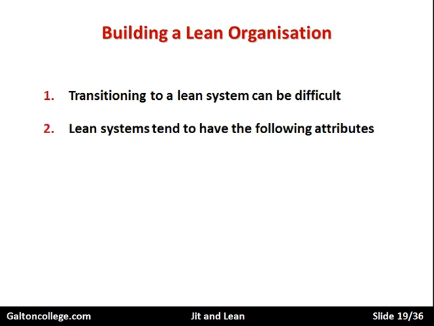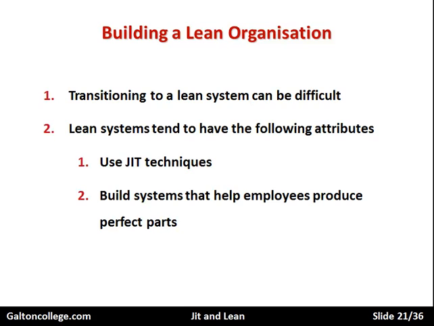Lean systems tend to have the following attributes. They tend to use JIT techniques. So the same efficiency throughout the system as we talked about earlier, except now we have this extra dimension. We're looking now entirely at the customer's requirements and what the customer feels and thinks about the business and their experiences of dealing with the business. So we have JIT plus the customer. It builds systems that help employees produce perfect parts. So it's designed to have very high quality.